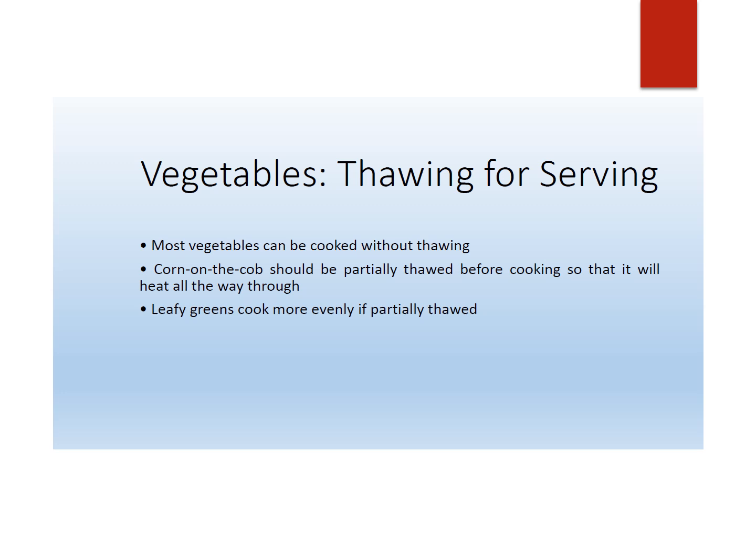Vegetables. Thawing for serving. Most vegetables can be cooked without thawing. Thawing means to make something become soft or liquid again after freezing. Corn on the cob should be partially thawed before cooking so that it will heat all the way through. Leafy greens cook more evenly if partially thawed.